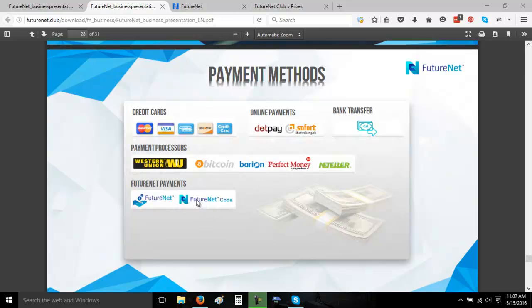And also, they have it set up on this to where you can do the Futurenet codes. So what that means is that once you have joined at the $10 level, you can also put money into your account that you can use to generate codes to have people join underneath you as well.